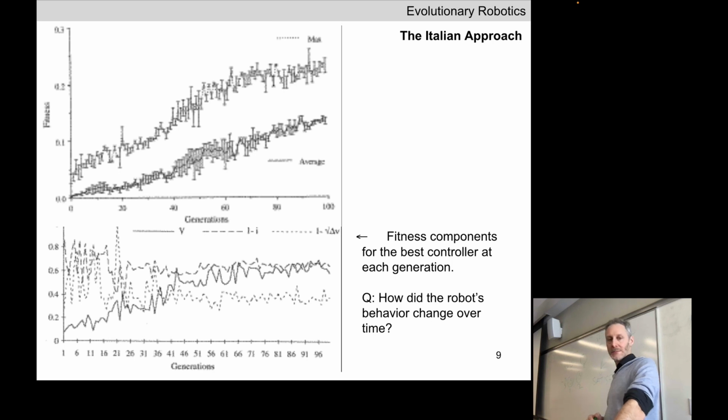They didn't think that minimizing delta V was that important. Yeah, you can see minimizing delta V didn't drop to 0. So there were definitely differences in the speeds of the two wheels. What else happened during evolution here?